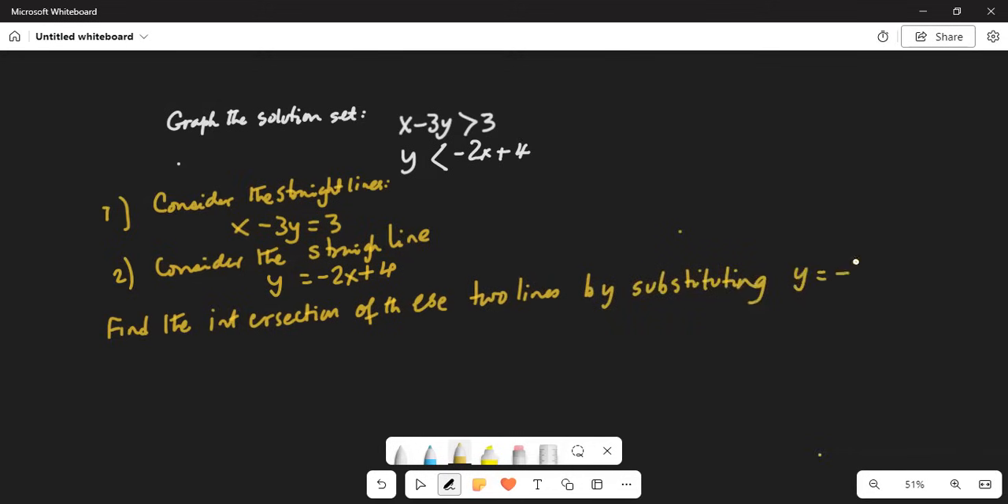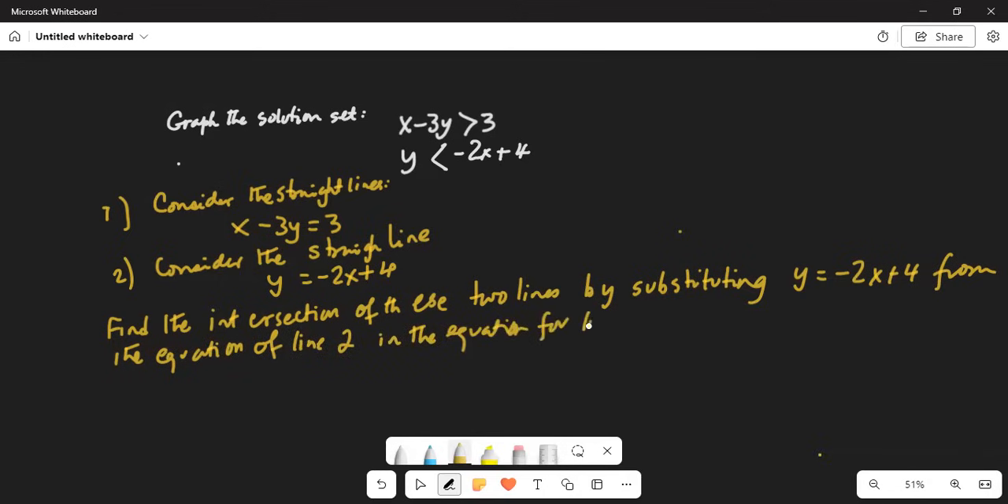y equal to minus 2x plus 4 from the equation of line 2 in the equation for line 1. Okay, so this is equation 1 and this is equation 2. So we are substituting y equal to minus 2x plus 4 from the equation of line 2 in the equation for line 1.